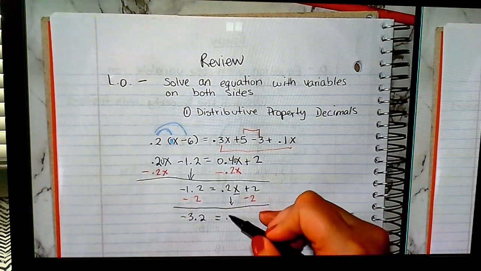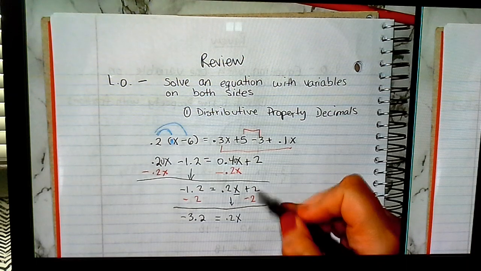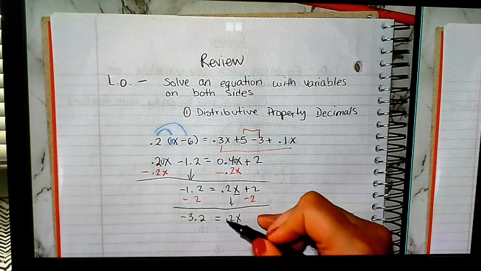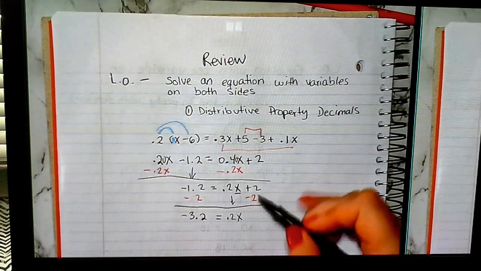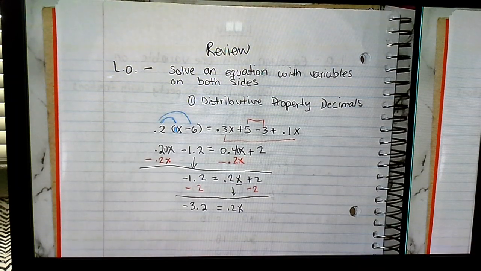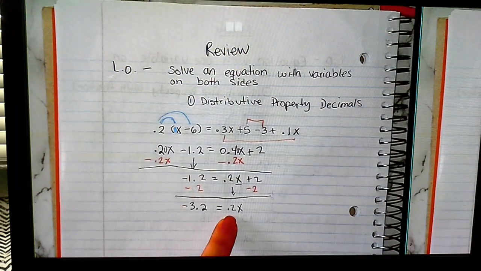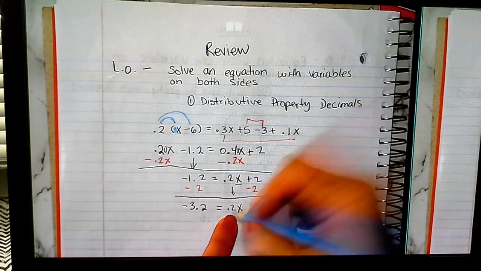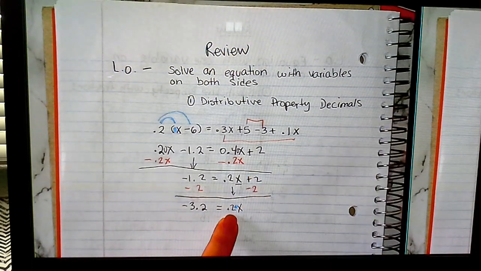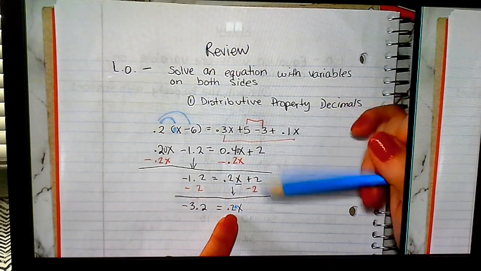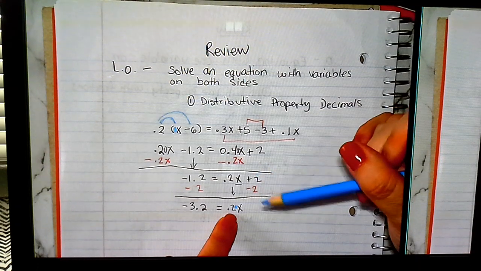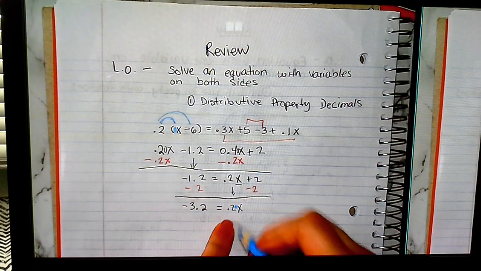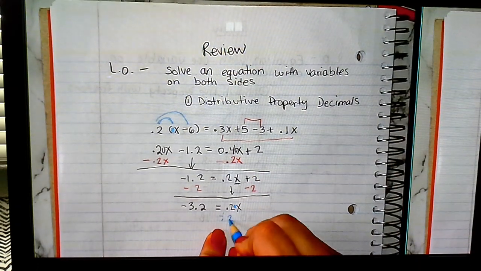So this is a 0.2x. 2 minus 2 is just 0. You can add 0 or just leave it alone. I'm going to leave it alone for now. Anytime you see a number in front of a variable, that is multiplication. Okay? Again, that is multiplication. So to undo multiplication, you have to divide. So I'm going to divide both sides by 0.2.